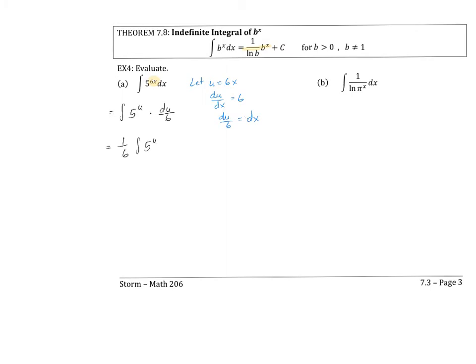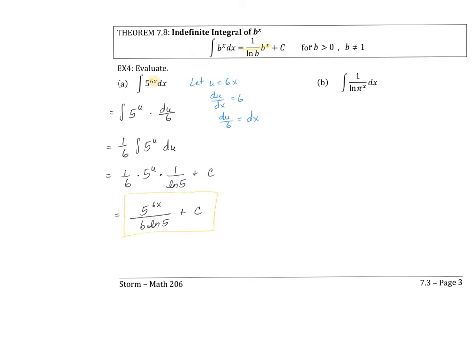integral of 5 to the u du. So now it looks like theorem 7.8. It's going to stay the same times 1 over natural log of the base, plus a constant c, because this is an indefinite integral, but then we have to substitute back for our u, which is 6x. So again, let me clean all of this up. It becomes 5 to the 6x over 6 times the natural log of 5 plus our constant c.